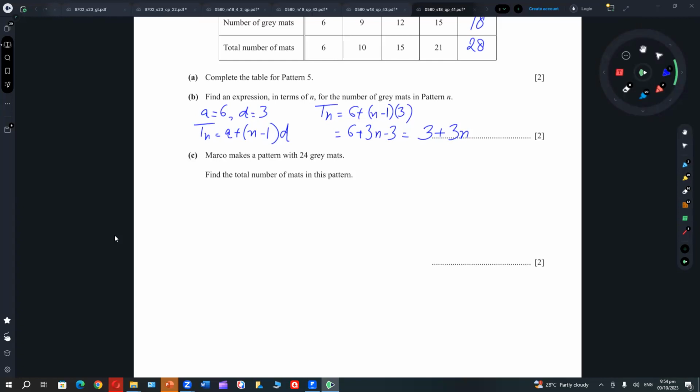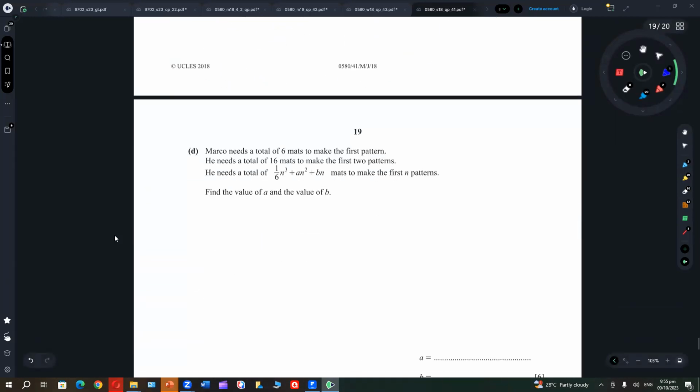Total number of mats in this pattern makes a pattern with 24 gray mats. Marco needs a total of 6 mats to make the first pattern. He needs a total of 16 mats to make the first 2 patterns. He needs a total of this many mats to make the first n patterns. Find the value of A and the value of B.